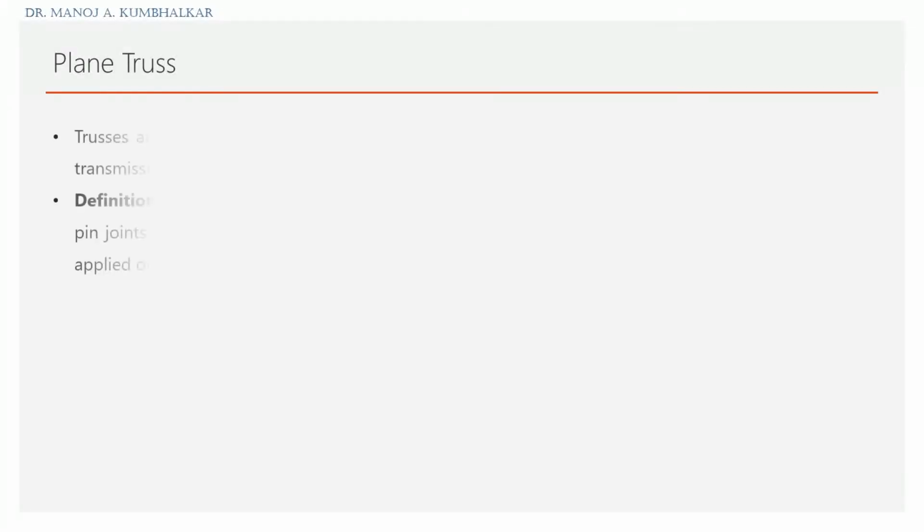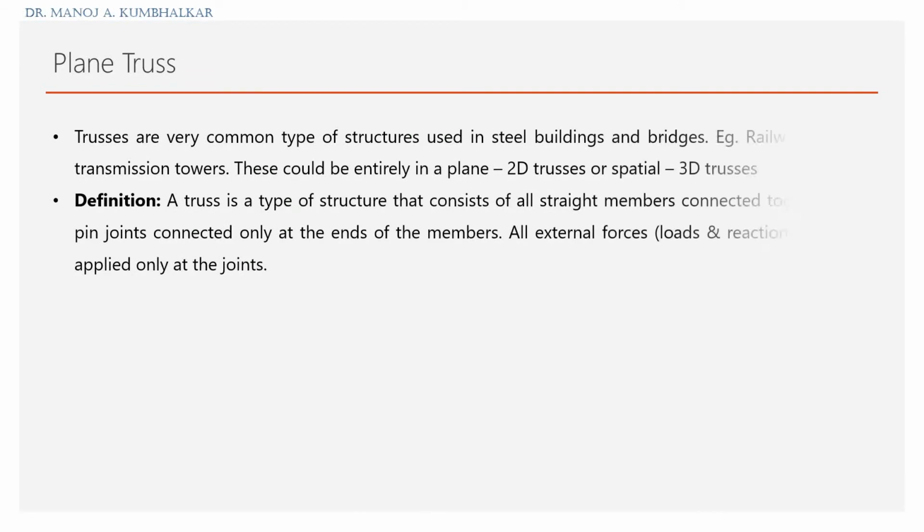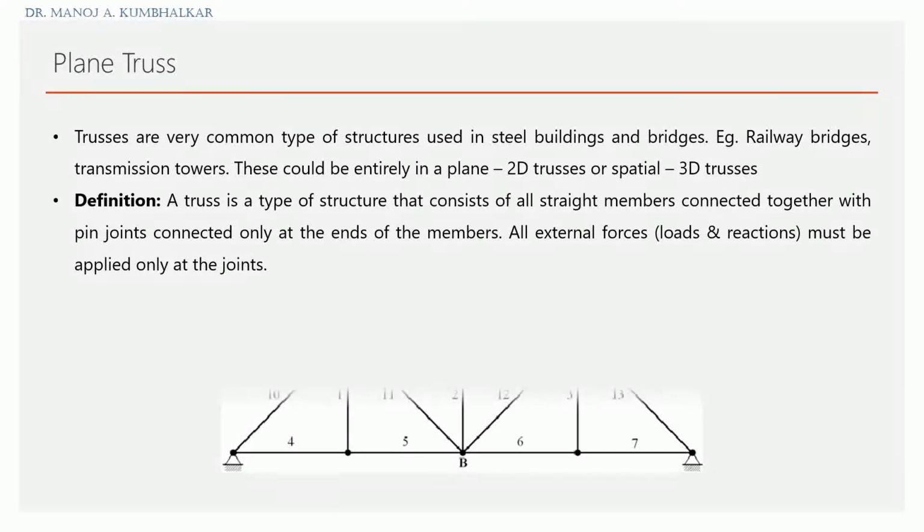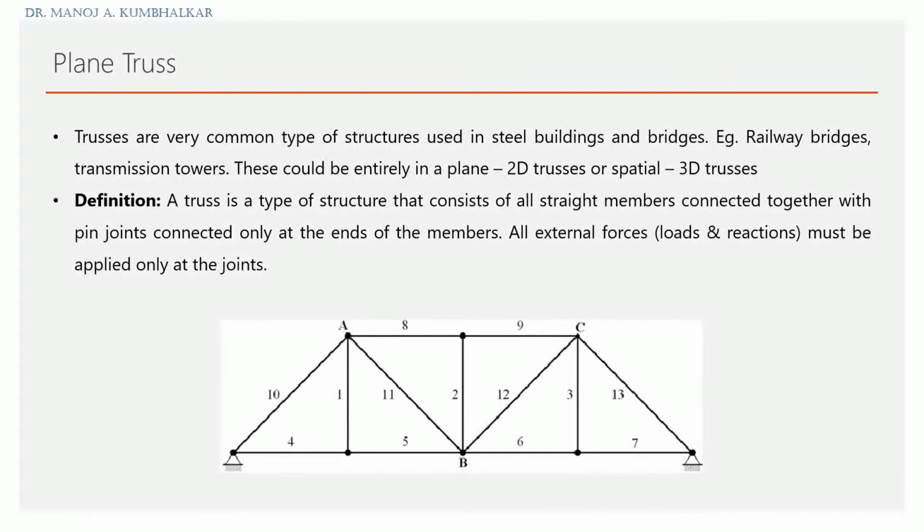So first of all, what is a plane truss? Trusses are a very common type of structure used in steel buildings and bridges. Examples are railway bridges and transmission towers. This could be entirely a plane 2D truss or a special 3D truss. So this is an example of a plane truss. The plane truss is made with the help of straight members connected at the joints.